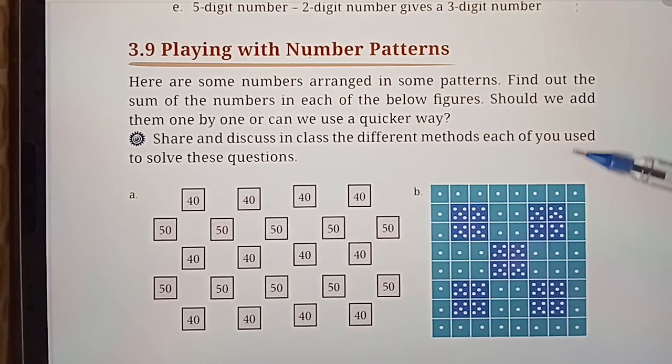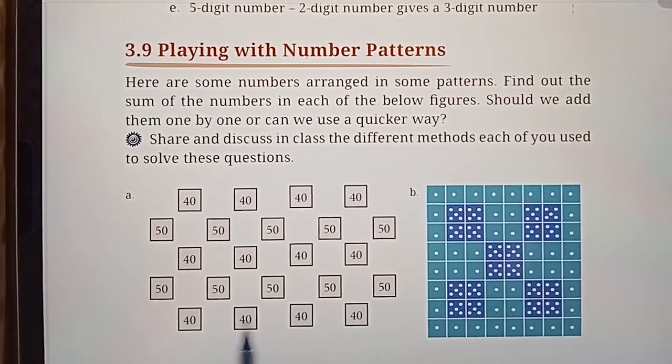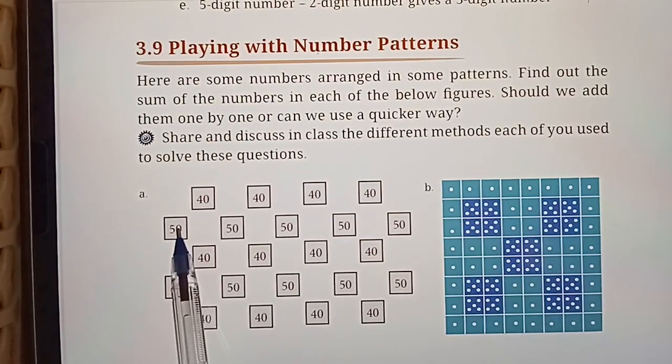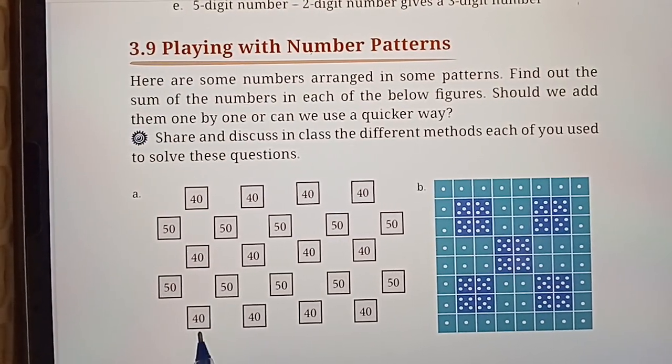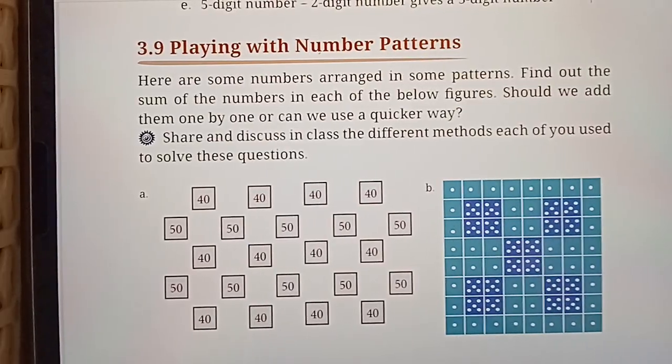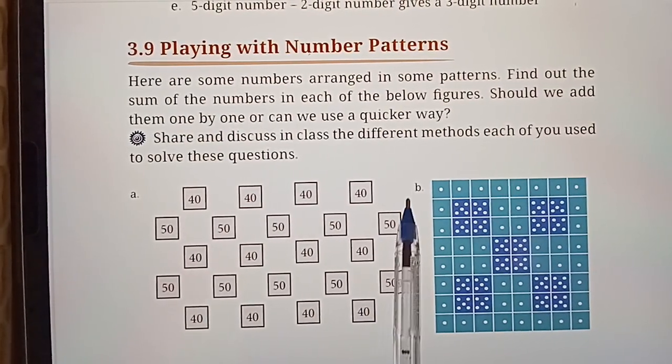So numbers are seen in various patterns. For example, this. How do you add all these numbers together? An easier way: you can add columns one by one, that is 50 plus 50, 40 plus 40 plus 40, 50 plus 50. Instead of that, what you can do is 40, 40, 40, 40. How many 40s are there in the first row?